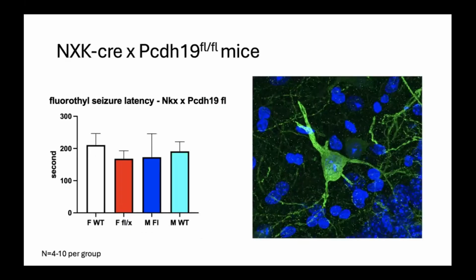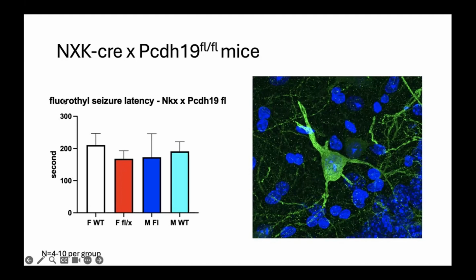And so when we make these crosses, we end up with females who do not have the NKX, so they end up being wild type. We have females who are heterozygous in their interneurons. So half of their interneurons would have PCDH19 floxed out, and the other half would be wild type. And their males, since they're only expressing one X allele, the PCDH19 would be knocked out in all of their interneurons. And then of course we have our wild type males as well.